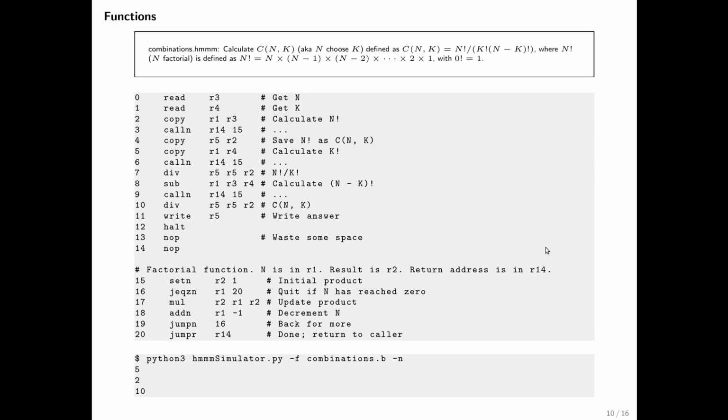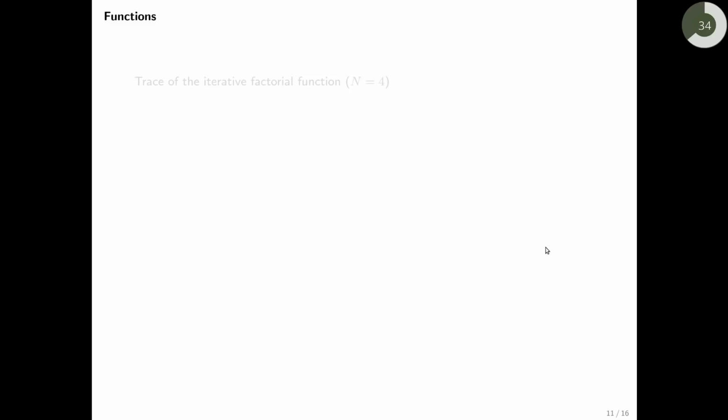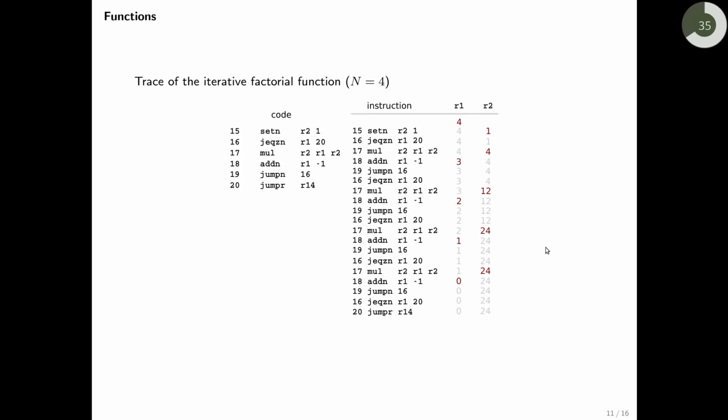Now let's look at a trace of the factorial function for a small value of input, which is n equals 4. So let's see how the function calculates the factorial of 4. Okay, now what is factorial of 4? Well, 4 factorial is simply 4 times 3 times 2 times 1, and that is 24. So we ought to get this as the result in the register R2.